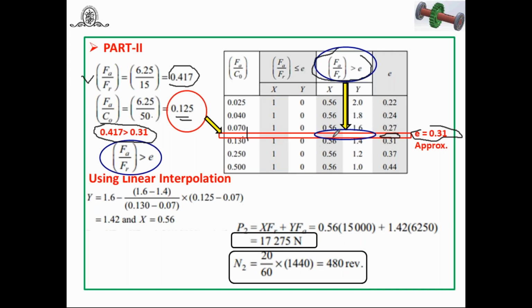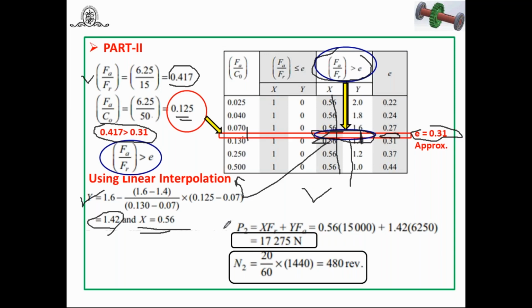Selecting this column, when we come to this point, we don't have this value, so to find out the value of X and Y, you have to carry out linear interpolation. The value of X remains the same, that is 0.56. Only interpolation is needed to find the value of Y. So using linear interpolation, you will get the value of Y as 1.42. You know very well how to calculate using linear interpolation.